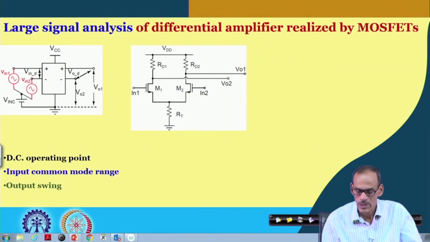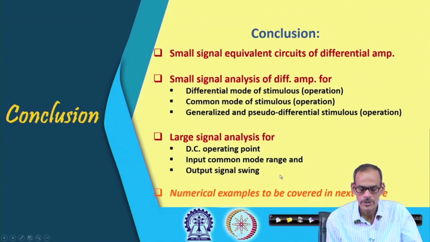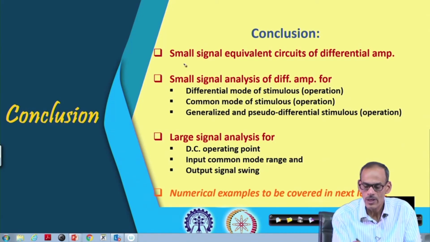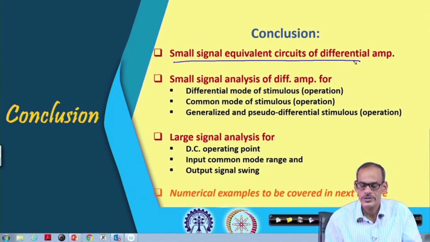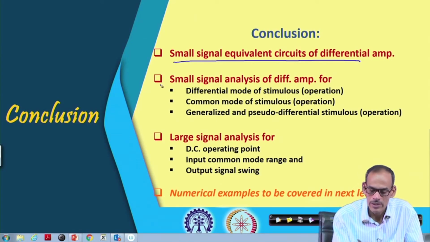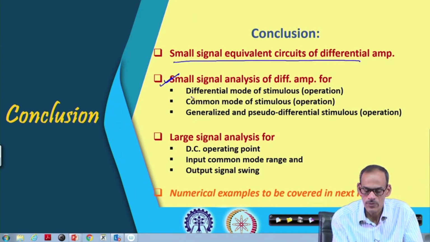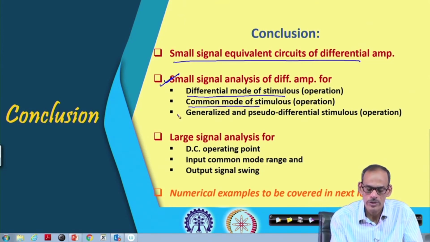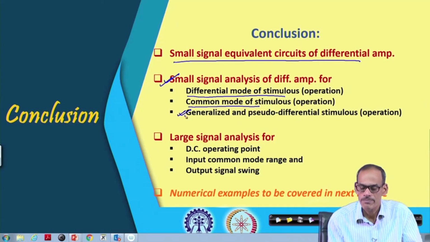I think that's all we have. So, to summarize what we have discussed today, we started with the small signal equivalent circuit for the differential amplifier realized in either BJT or MOSFET version, and then we talked about small signal analysis for the differential amplifier, specifically for 3 different modes of operation, extensively for differential mode and common mode, and then we also talked about generalized stimulus, and pseudo differential as a special operation.